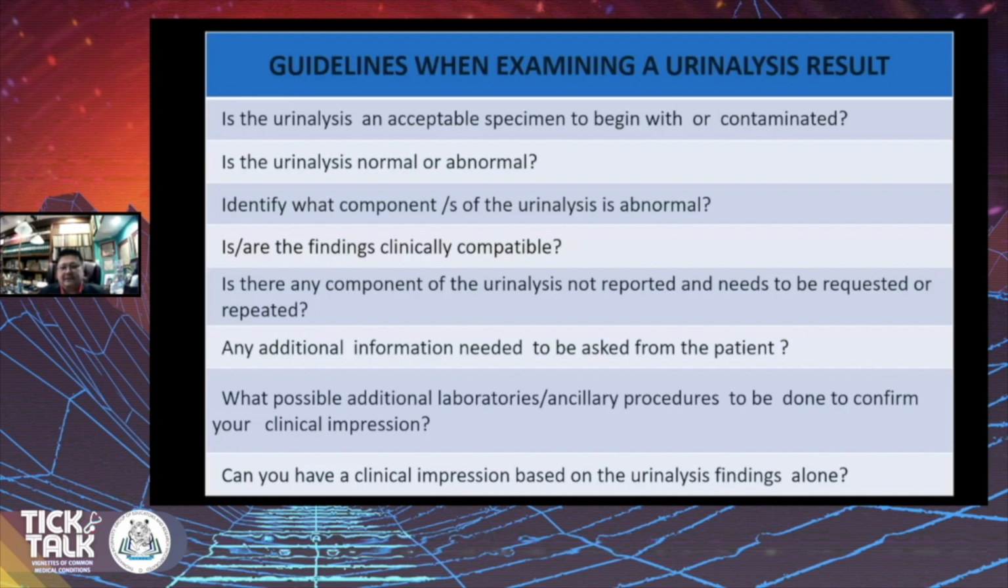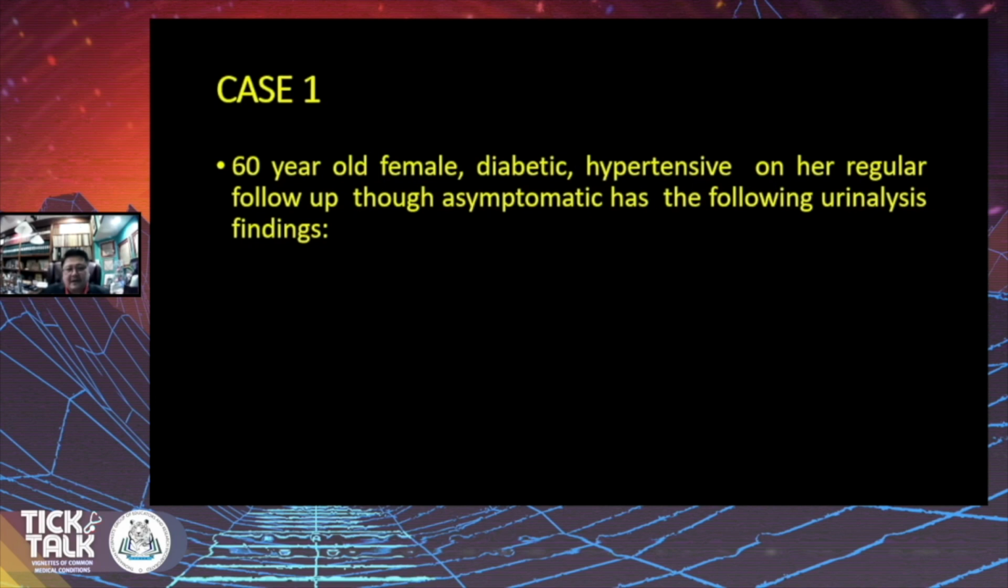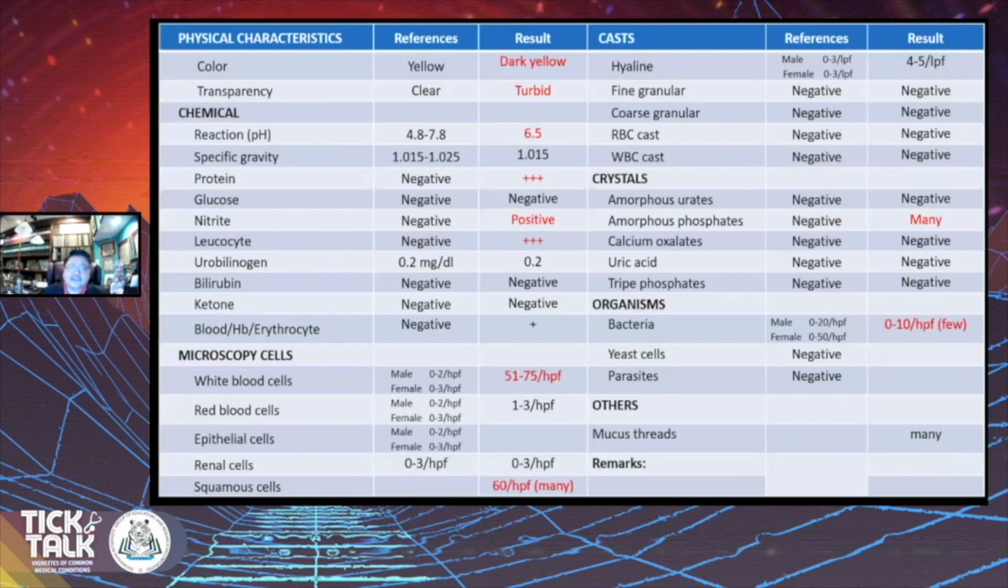So this is the first case, doctors. The cases that I included are very common cases encountered by a general physician. Case one: a 60-year-old female, diabetic, hypertensive, on her regular follow-up, though asymptomatic, with the following urinalysis findings. You see here the urinalysis, and I have highlighted in red all those that we think are abnormal.